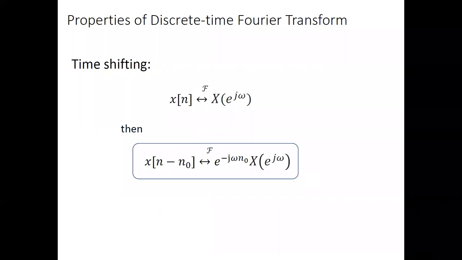Time shifting property: we have a signal x whose Fourier transform is capital X. Then if we shift x by an integer N0, N0 can be negative or positive. When it's positive, we are shifting it to the right. When it's negative, we are shifting it to the left. But regardless of the direction, as long as it's in the form n minus N0, its Fourier transform is just the original Fourier transform capital X times exponential minus j omega N0. In the continuous time, it is exponential minus j omega T0, where T0 is the shift amount. So we change T0 to N0, and the same structure still holds.